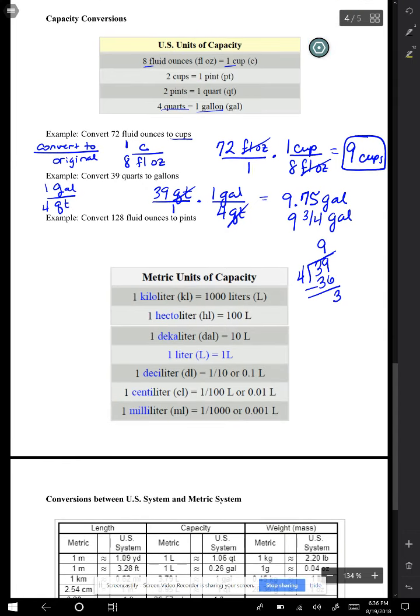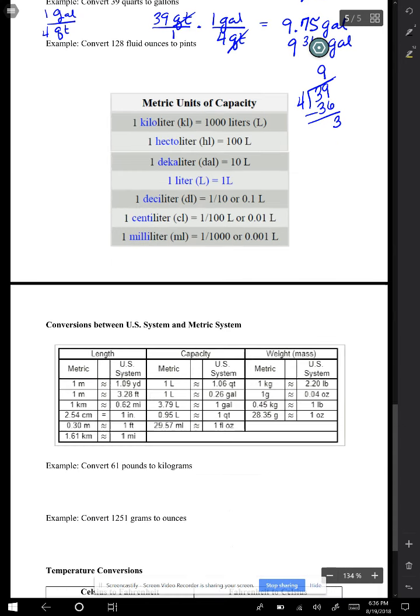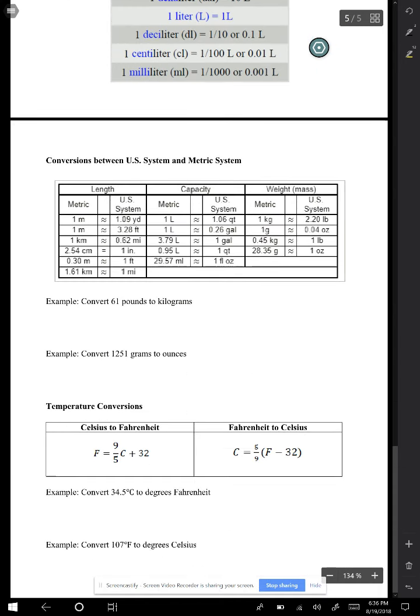We're not going to do any examples with the metric unit of capacity because it's exactly the same as all the other metric. Anytime you're dealing with the metric, it's just moving the decimals, but the units will be liters when you're doing capacity. The next conversions we'll do are going to be between the US system and the metric system.